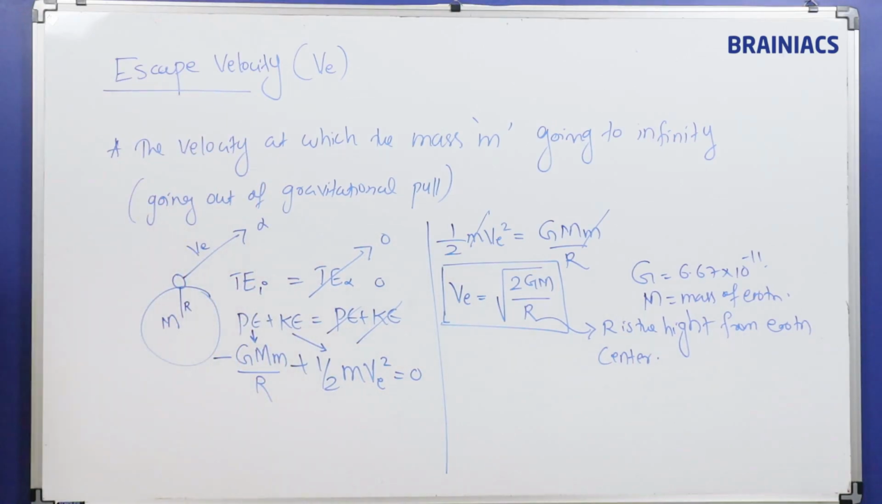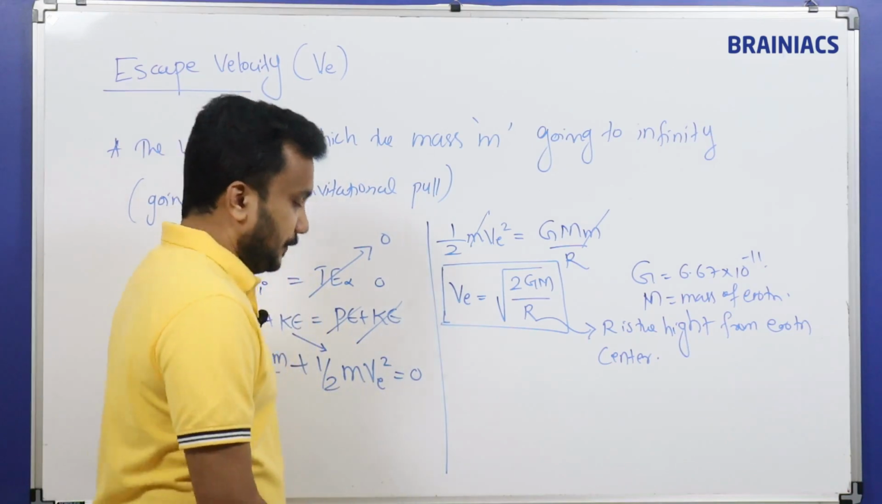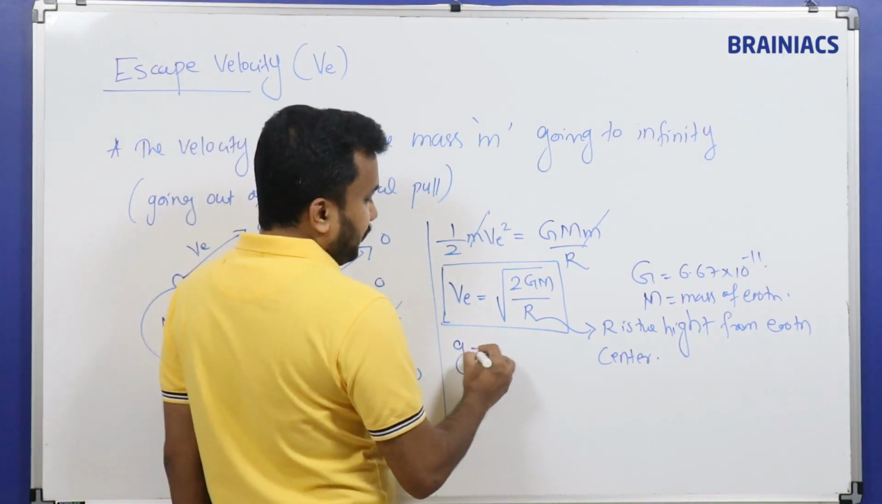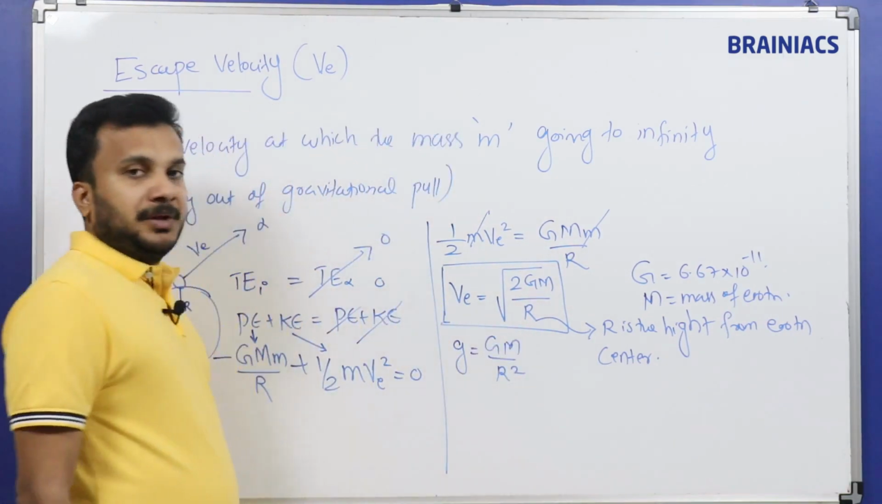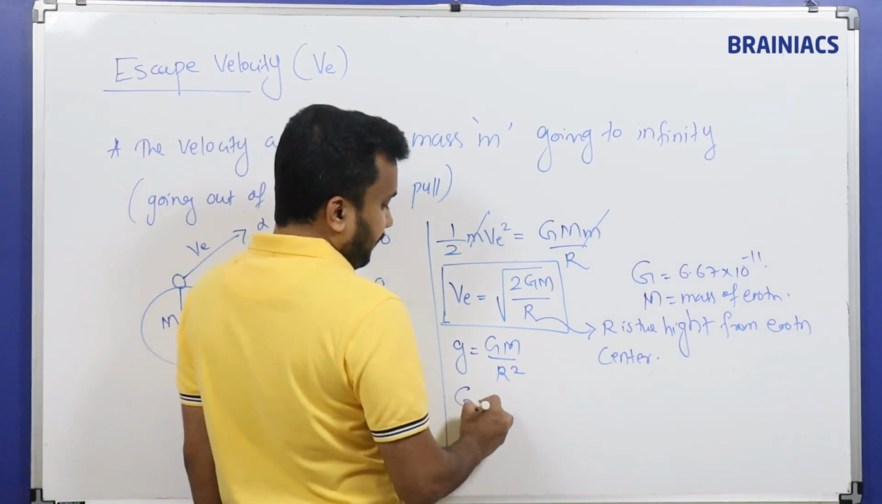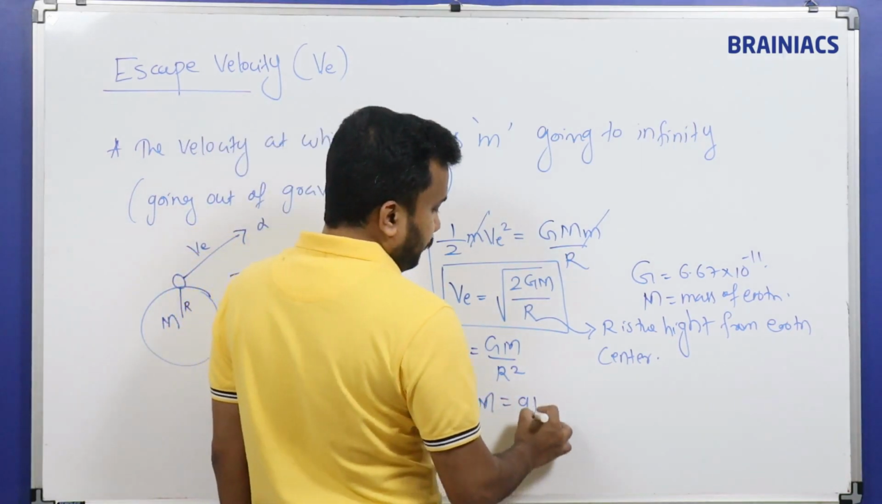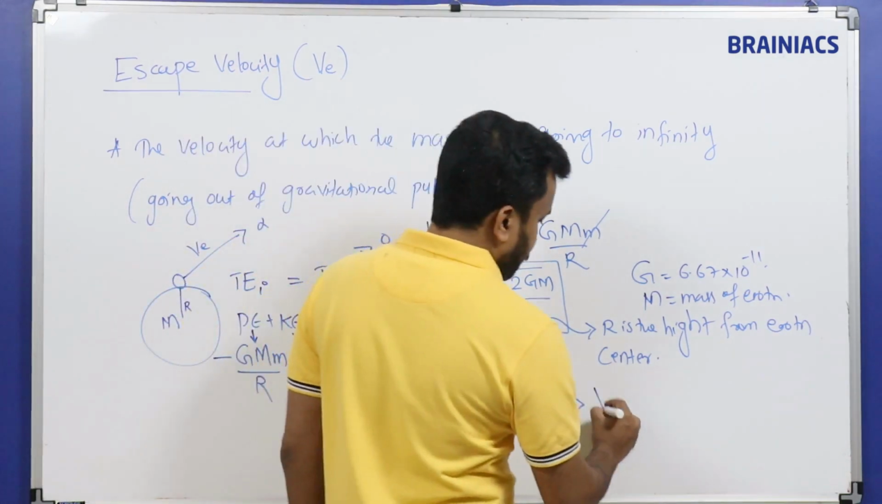So this is the expression for escape velocity. This is an important relation. So we will derive another set of equations. We know g is equal to GM divided by r square, acceleration due to gravity we already learnt. So what is GM from here? GM is equal to g r square. This we are substituting in this equation. So what will you get?